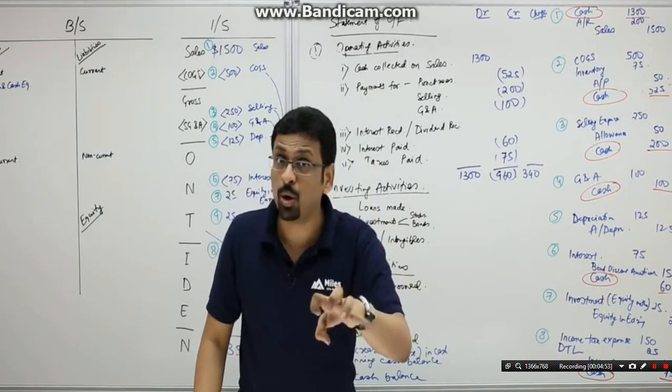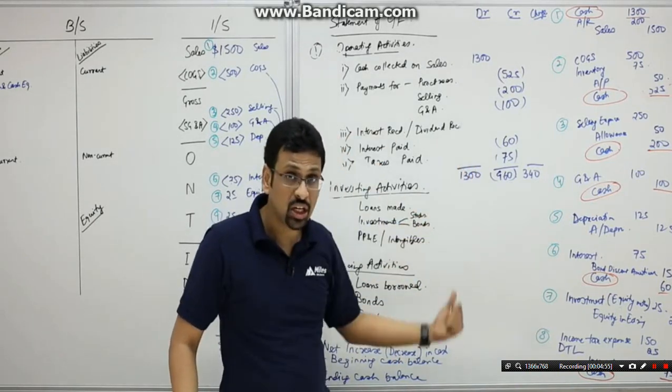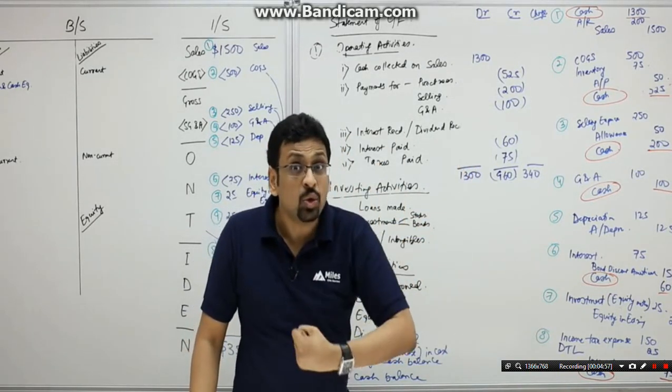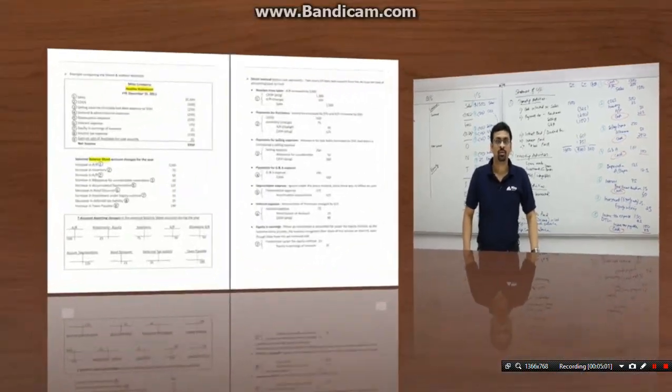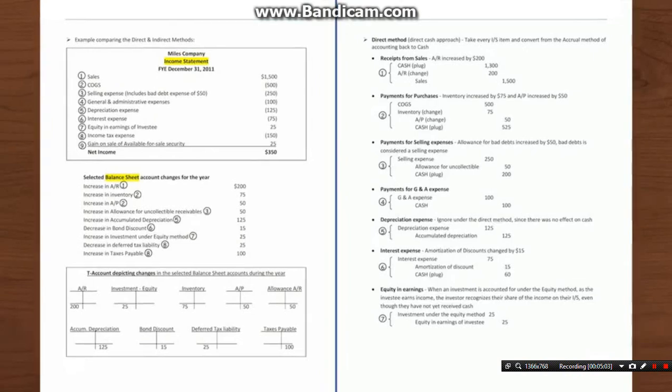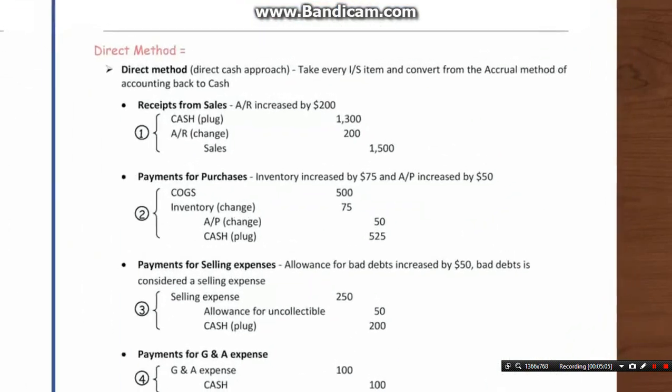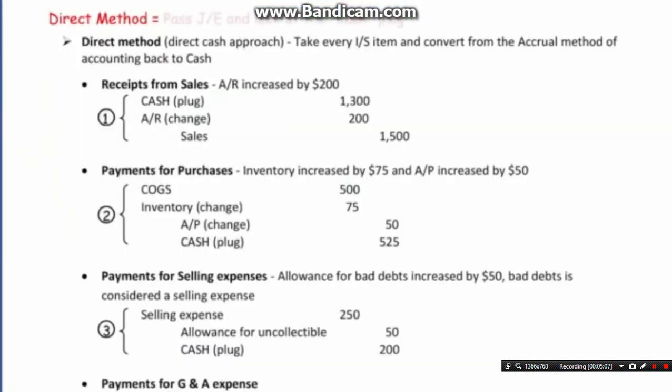Now, let's go to the book, look at the direct method journal entries, and we'll come back and I'll do the same problem using the indirect method. We're looking at the direct method, past journal entries, and looking at the cash plug.